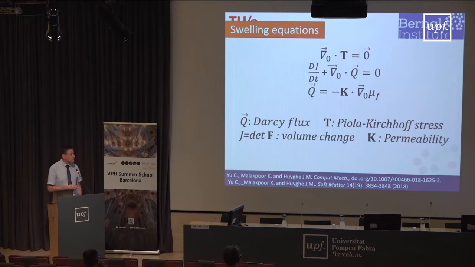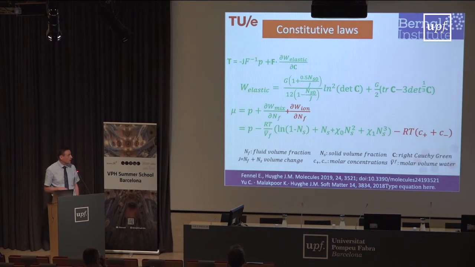And then there are equations, and for those people who are at home with equations, this is the momentum balance, this is the mass balance, and this is the Darcy equation: flow is equal to permeability times the gradient of chemical potential. And we can write these equations down, and we can try to solve them. The swelling we account for by means of an ionic component, a mixing component, and an elastic component.